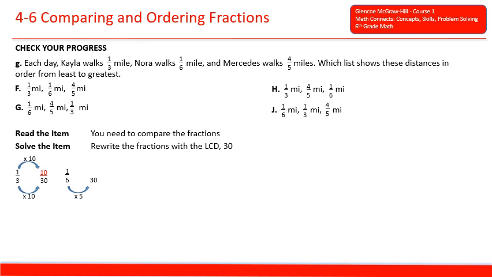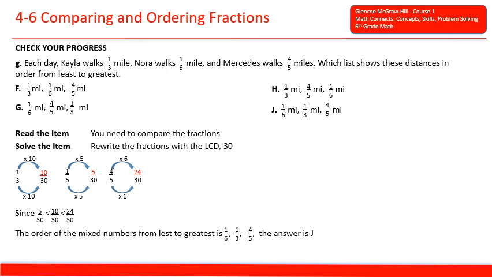6 times 5 gives us 30 in the denominator. 1 times 5 gives us 5 in the numerator. And then 5 times 6 gives us 30 in the denominator. And 4 times 6 gives us 24 in the numerator. So now we can order these from least to greatest. We get 5/30th, 10/30th, and 24/30th. So if we reorganize those 1/6, 1/3, and 4/5, we put them back to their original equivalent fractions. The answer is J.